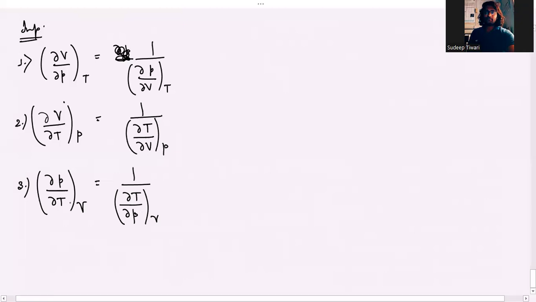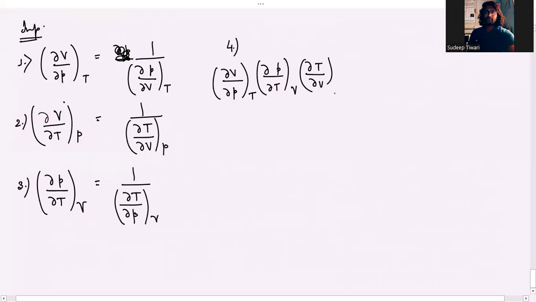And another thing that you can obtain, number 4, which I've already written: del V upon del P at a constant temperature, then del P upon del T at a constant volume, and del T by del V at constant pressure. All these are equal to -1.